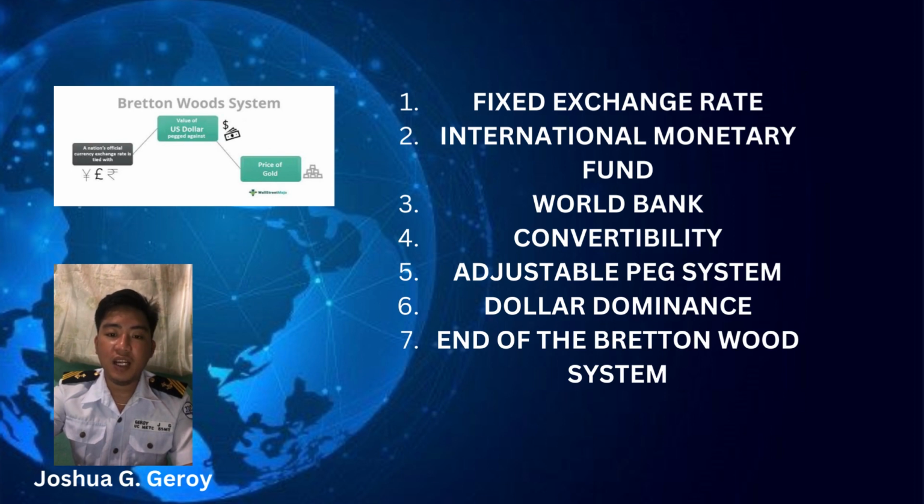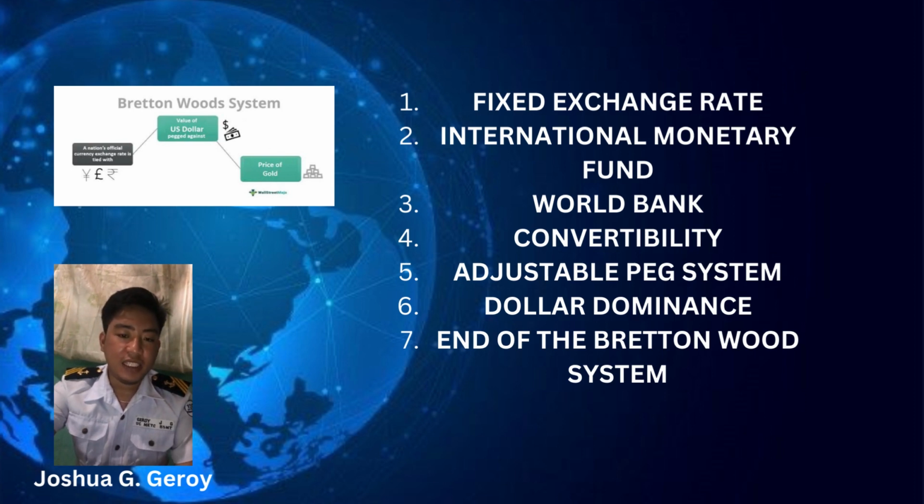Sixth, we have the dollar dominance. The USD emerged as the primary international reserve currency, and the US held a dominant position in the global financial system. This was partly due to the substantial gold reserve held by the US government. And lastly, we have the end of the Bretton Woods system. The Bretton Woods system began to face challenges in the 1960s as the US experienced both fiscal and trade deficits. These deficits led to concern about the sustainability of the fixed exchange rate system.